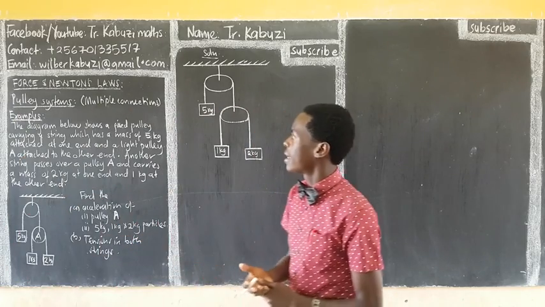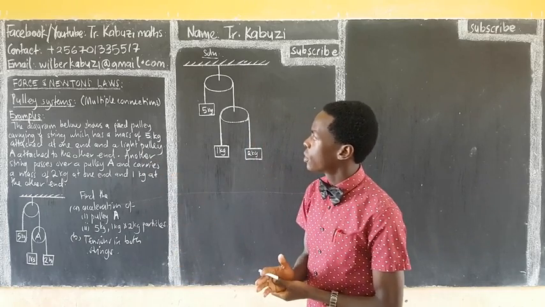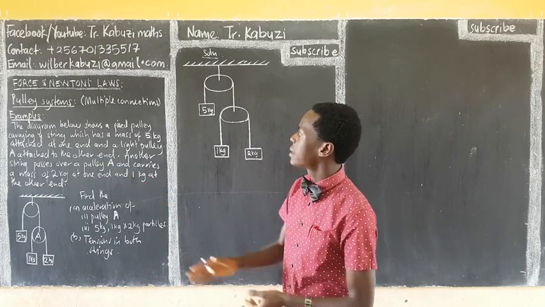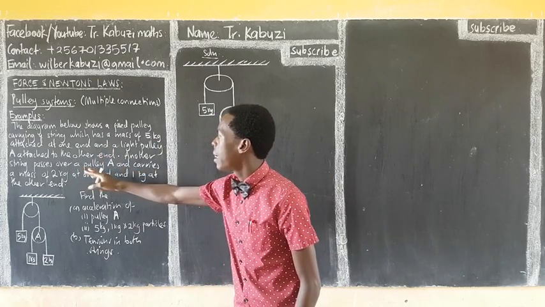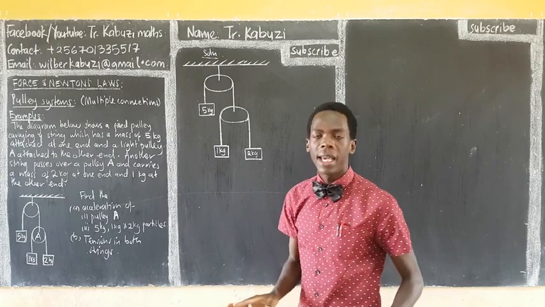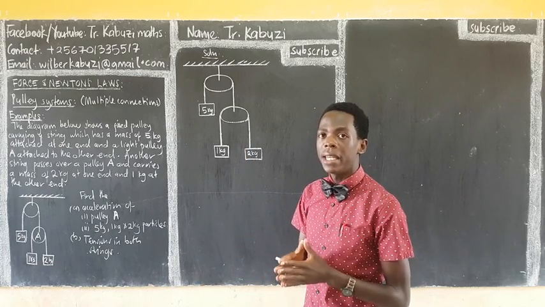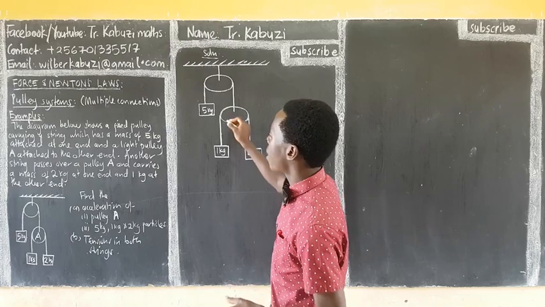Okay, let us focus now on this one. It says the diagram below shows a fixed pulley carrying a string with mass 5 at one end attached and light. Whenever you hear a light pulley, it means that the weight of that pulley is going to be negligible, or the mass, so we take it to be 0. So this is our A.